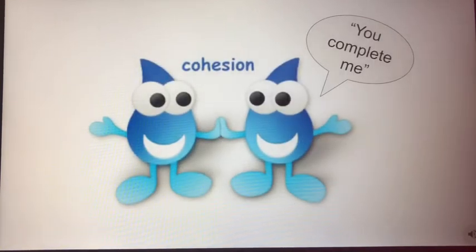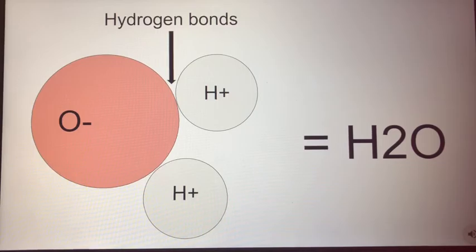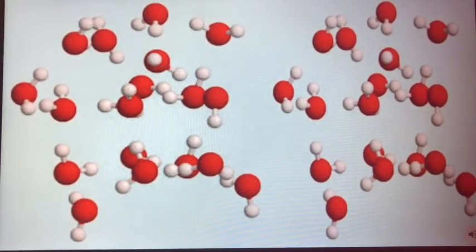So first, cohesion is the attraction of water to itself. And if you think back to the structure of a water molecule, the reason it does this is because the positive hydrogens on one water molecule are attracted to the negative oxygens on another. Now, when multiple water molecules are attracted to each other, we get this property called surface tension.